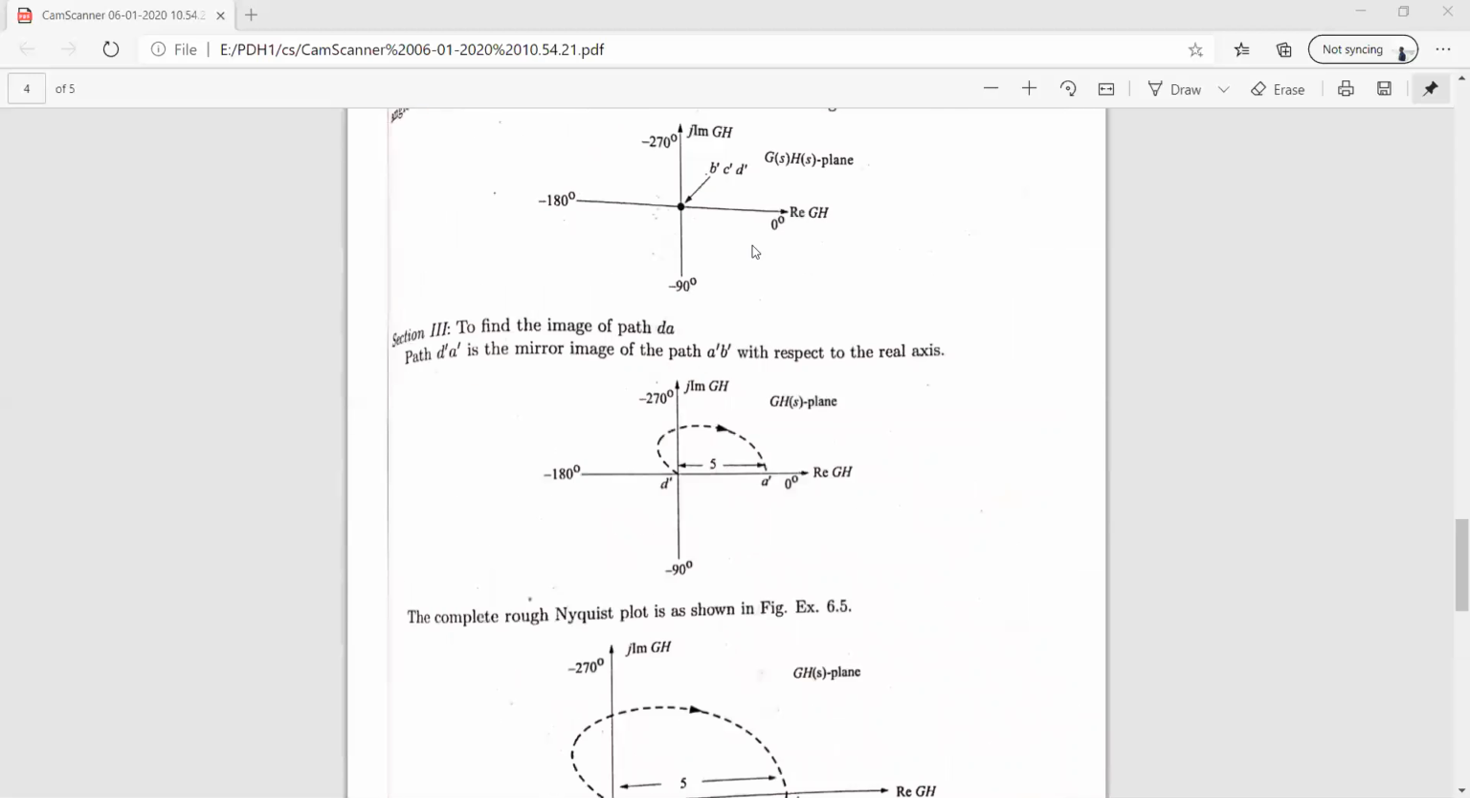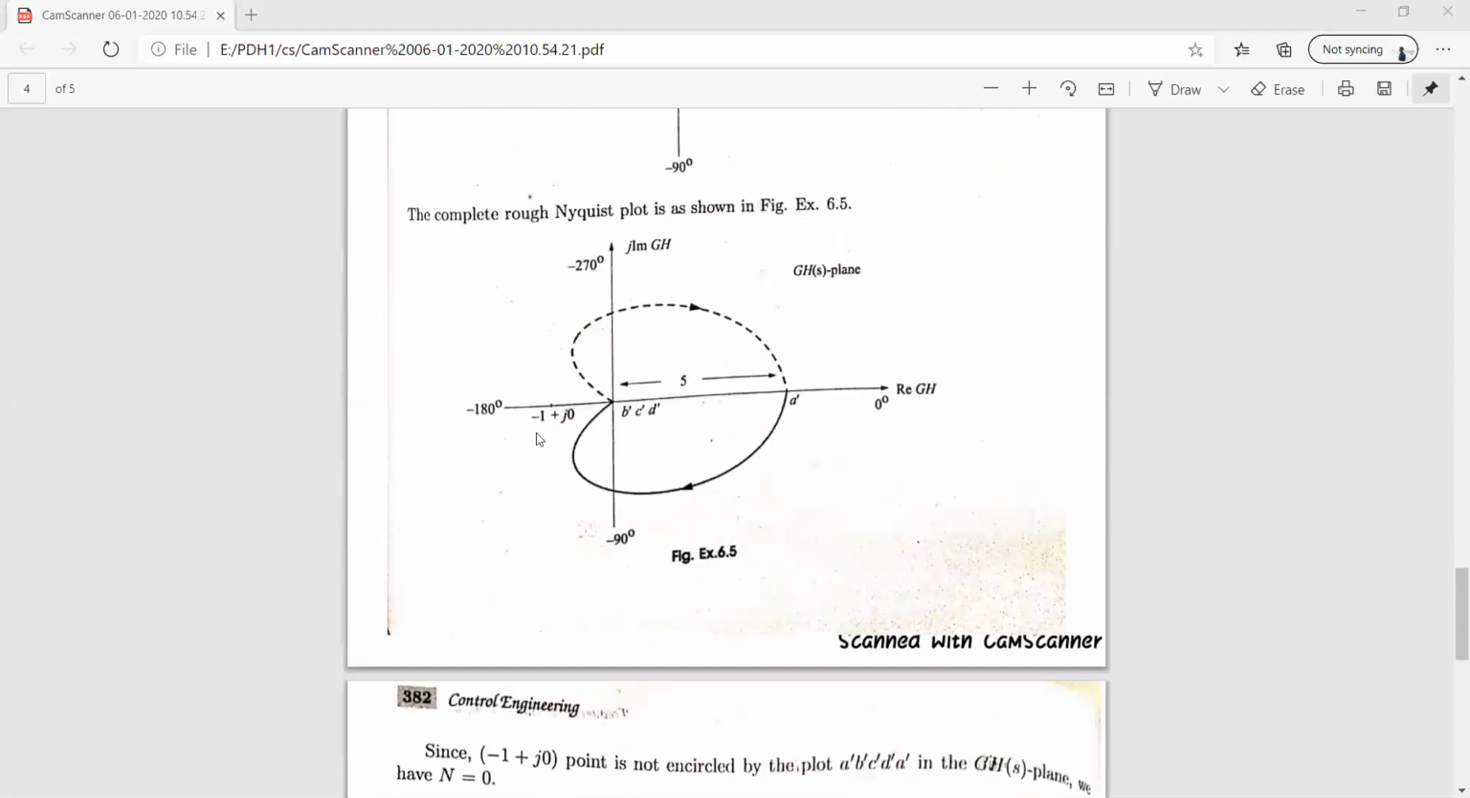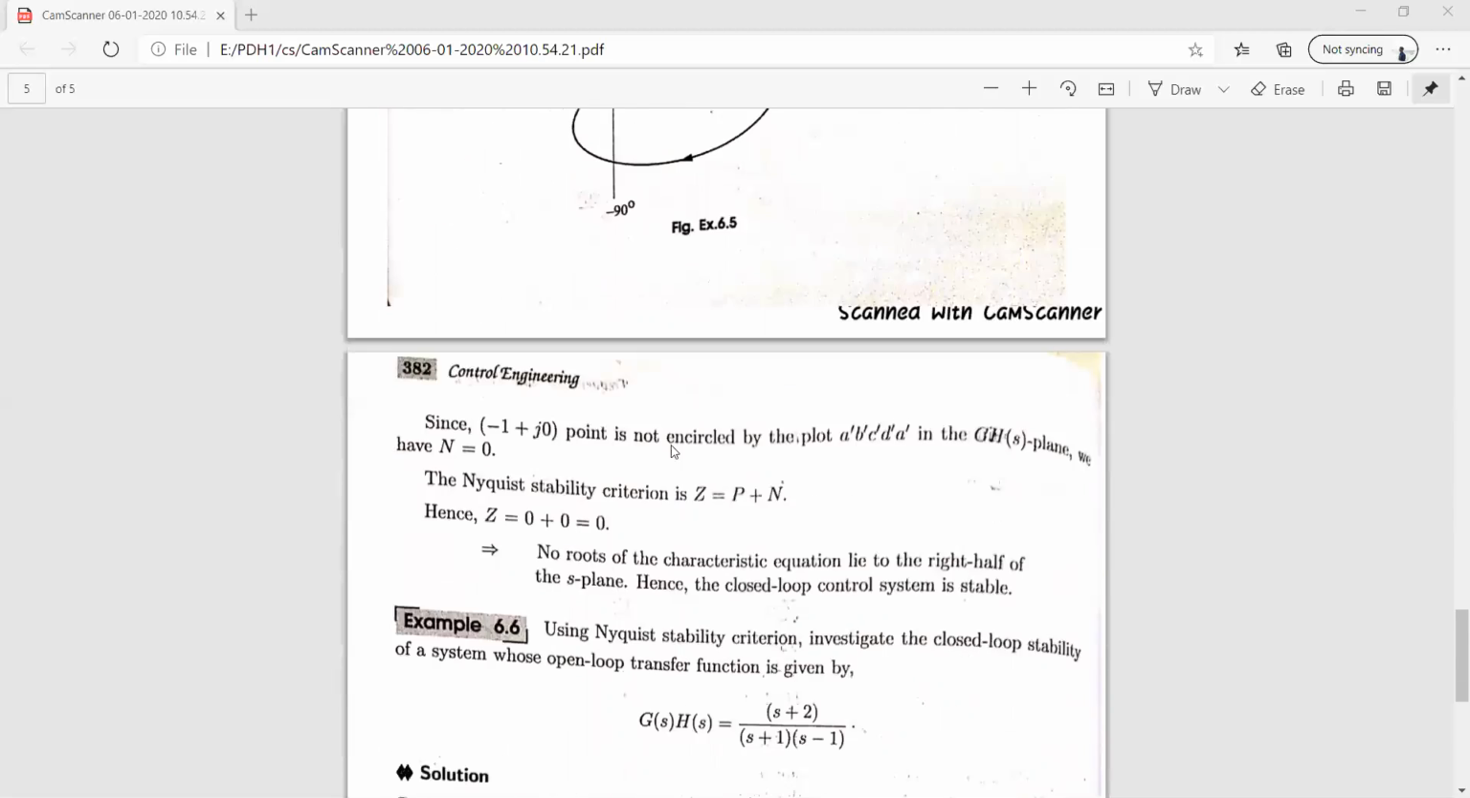Now we need to find the encirclements. Where is minus 1 plus j0? Here. So does this Nyquist plot encircle minus 1 plus j0? No. It is nowhere encircling this point. Therefore the number of encirclements for this Nyquist plot, that is N, will be 0. The same thing is explained here: since the minus 1 plus j0 point is not encircled by the plot A dash, B dash, C dash, D dash, A dash in the G(s)H(s) plane, we have N equal to 0.